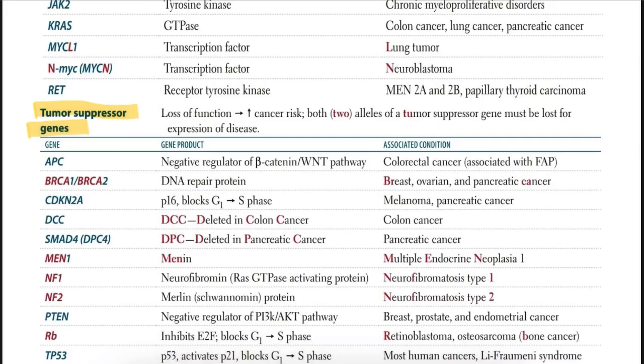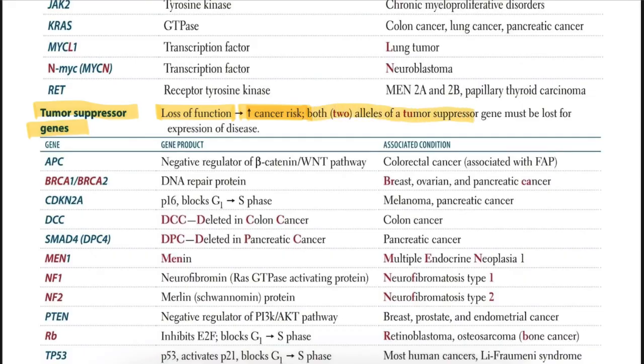So what are tumor suppressor genes? These genes normally inhibit cell growth or promote apoptosis, and with loss of function, cancer risk increases. Mutation inactivates their function, causing loss of regulation and cancer progression. So the main thing here is a loss of function mutation, and it will increase the risk of cancer.